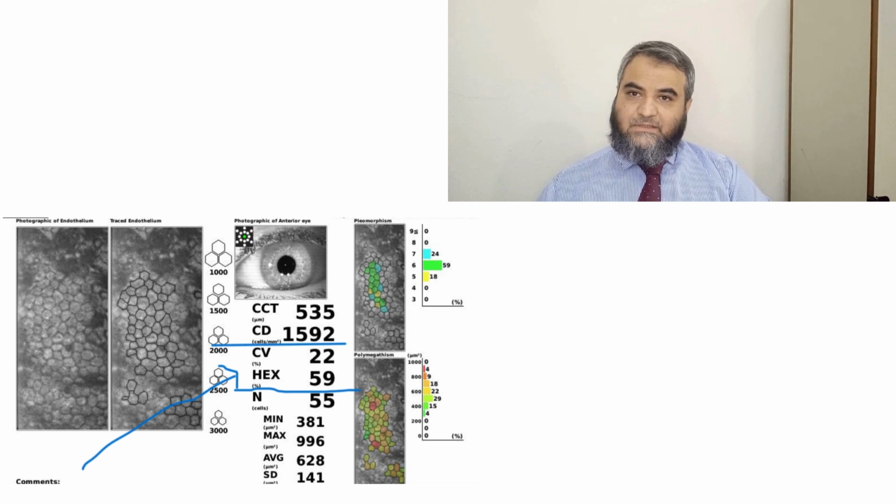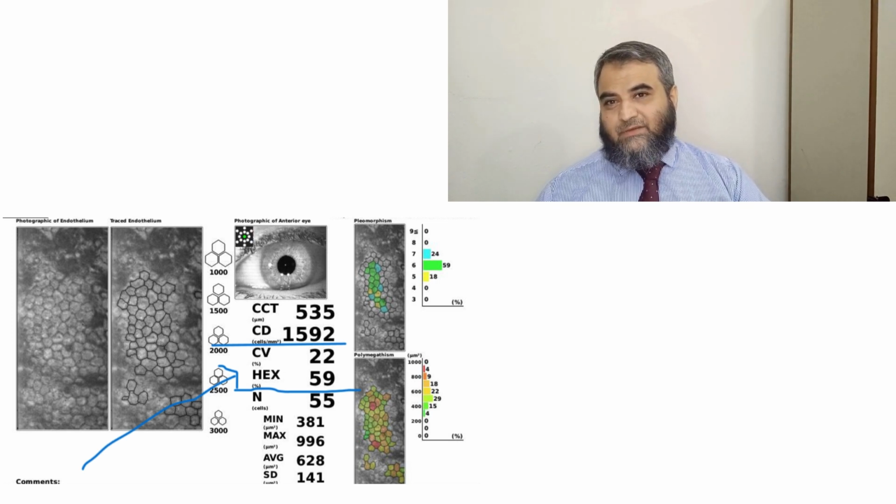This is the second eye of the same patient. Here you can see the central corneal thickness is 535, cell density 1592, coefficient of variation is 22, and hexagonal cells are 59%. So this eye is relatively healthy as compared to the other one. Because of aging, the cells have definitely decreased, come down to 1500. These also need a lot of care during surgery, but it is a relatively healthy eye compared to the other eye. So this whole discussion was to show the importance of specular microscopy.